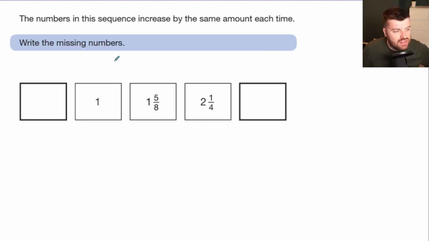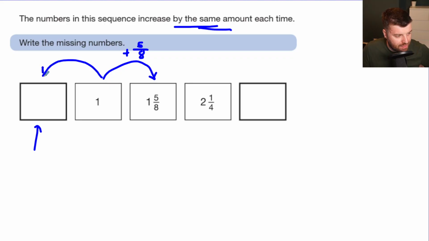Next question. The numbers in this sequence increase by the same amount each time. Write the missing numbers. So firstly, we get 3 in a row. The first thing I need to think to do is work out what it's going up or down by. And I like that this has 1 whole, because then clearly 1 whole and 5/8, we've already worked out that it's going up by 5/8. So let's start with this box here. This would be a 2-mark question because it's quite tricky. If we're doing backwards now, we have to take away 5/8. So don't just add 5/8, take away if we're going backwards.